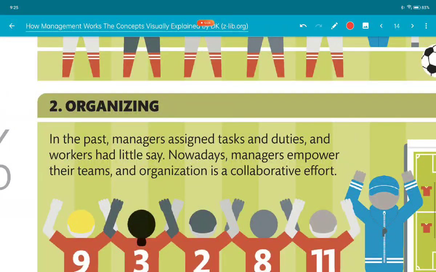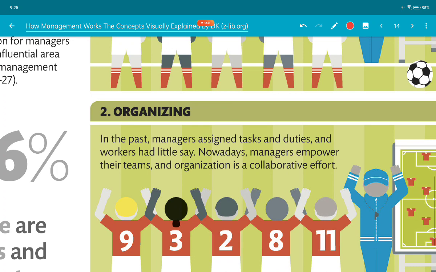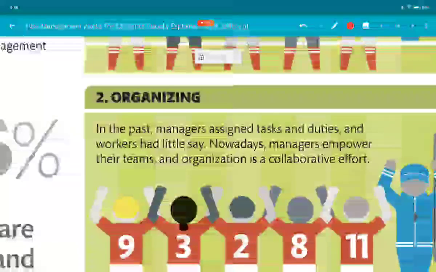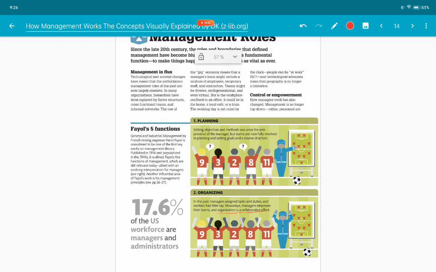In the past, managers assigned tasks and duties and workers had little say. They didn't have anything to say about it; they just had to keep doing the work. Nowadays, managers empower their team. They don't assign tasks, but empower their team, and organization is a collaborative effort. He is the coach of the team, you can say.